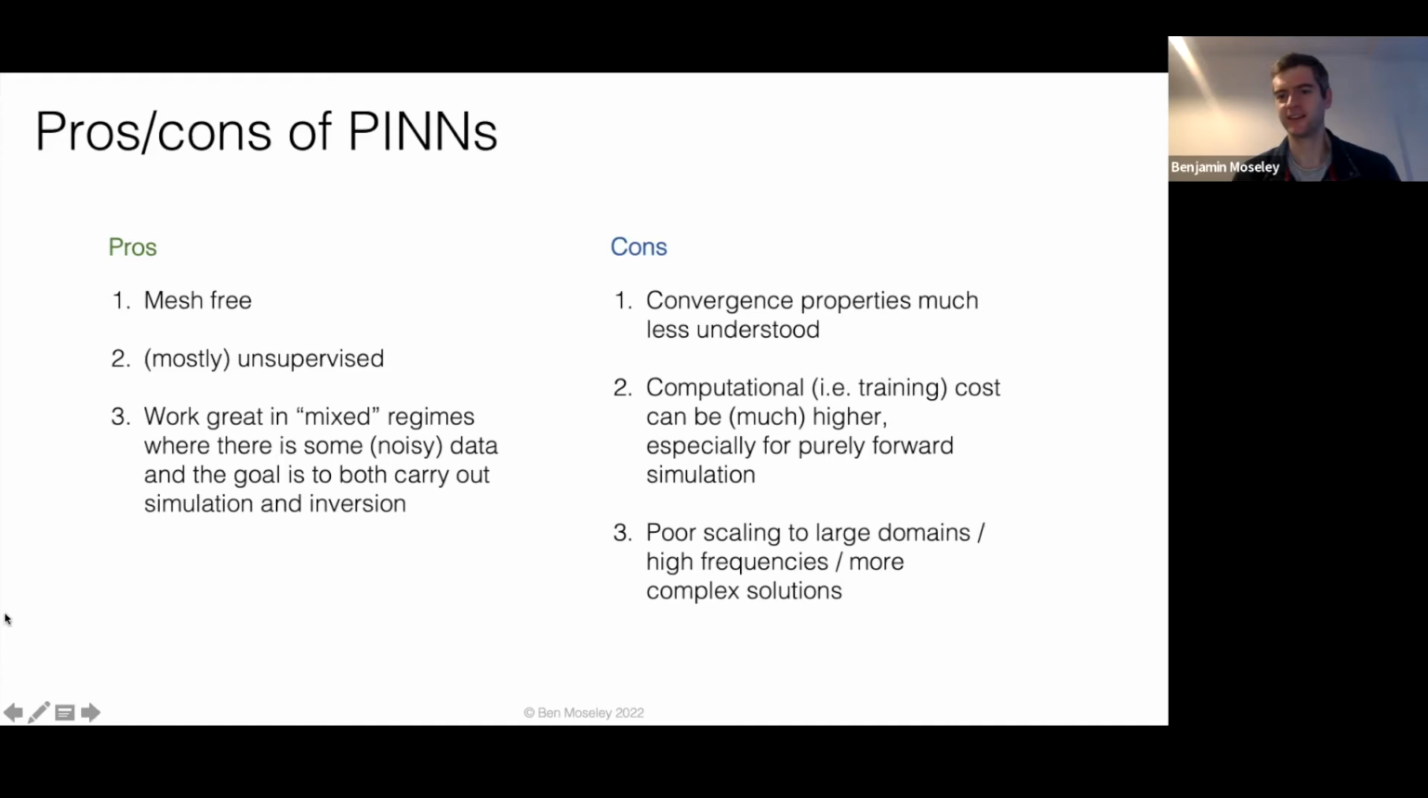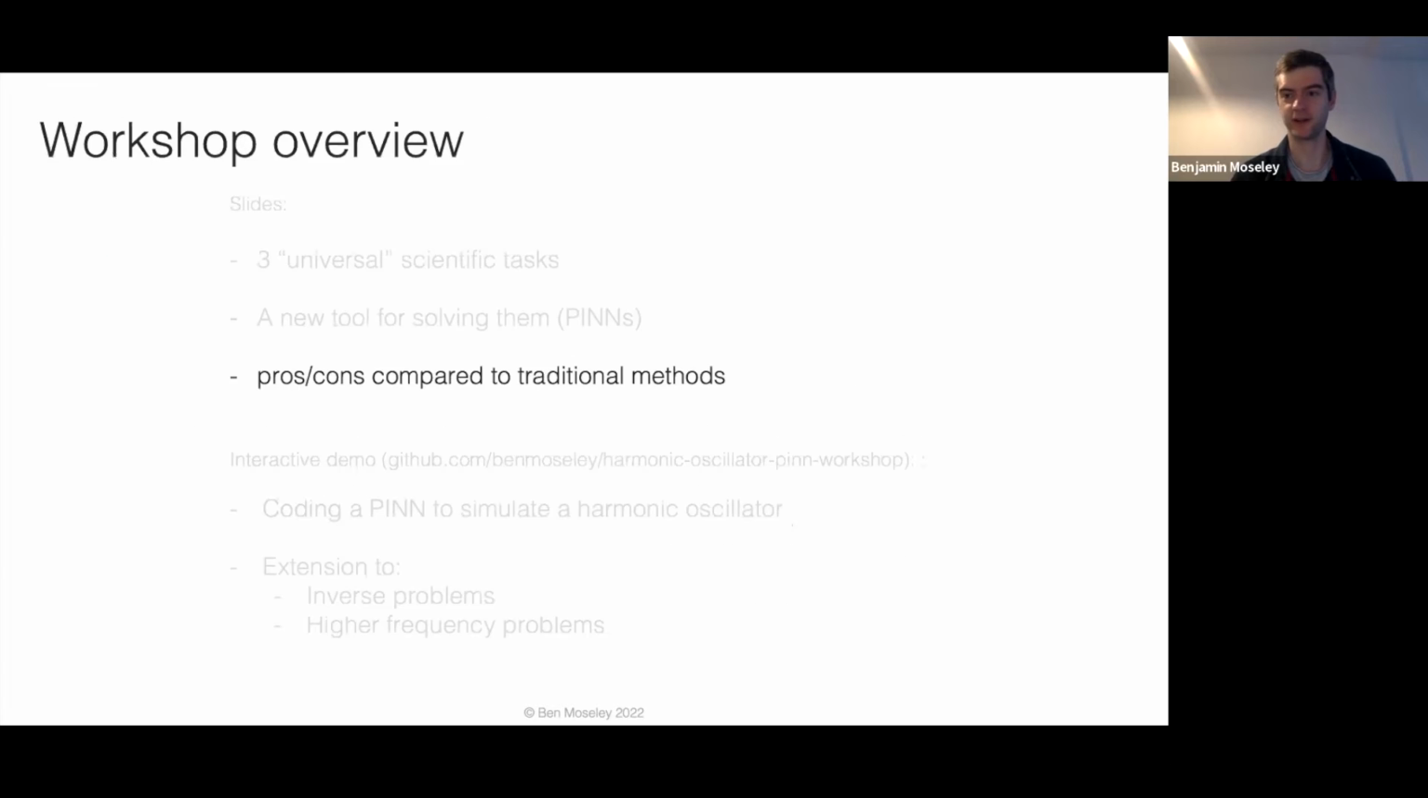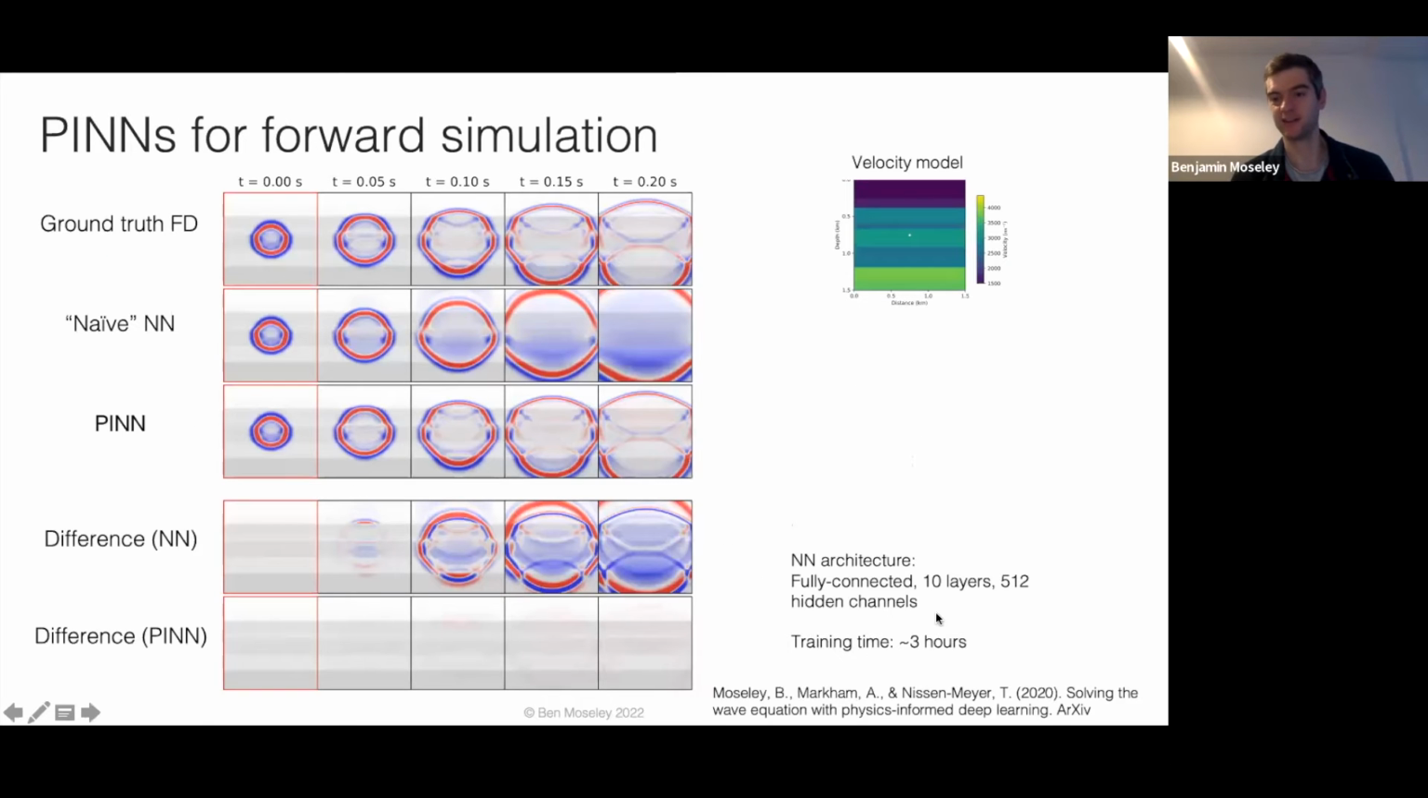But the cons are that we don't really understand the convergence properties of PINNs very well at the moment. There's a lot of theoretical work going on, but if you compare that to finite element and finite difference methods, which are very well understood, it's still very hard to understand. Also, the computational time: if you just want to train a neural network to do a forward simulation, it's not competitive compared to finite difference simulations. If I go back to the wave equation here, this took 3 hours to train, whereas a finite difference solver would take about 30 seconds. I didn't really optimize this, but it gives you a feel.